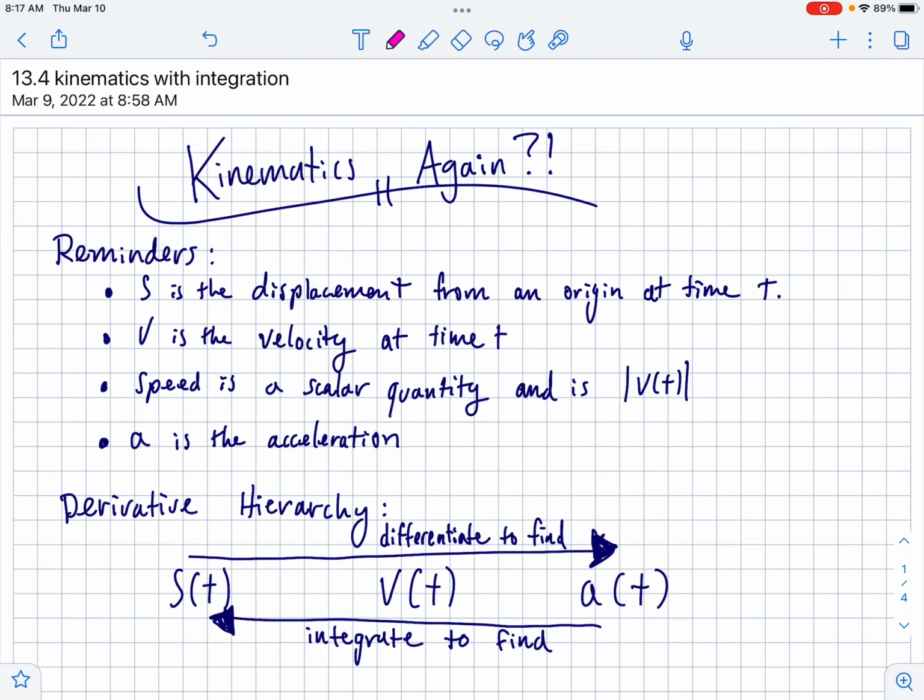IB AASL 2. We're going back to kinematics today. Today we're going to use kinematics with integration and with a little bit of calculator mixed in there.